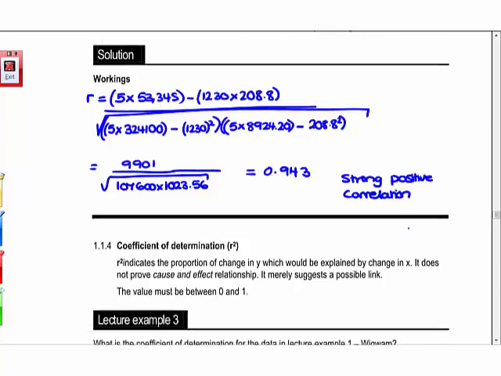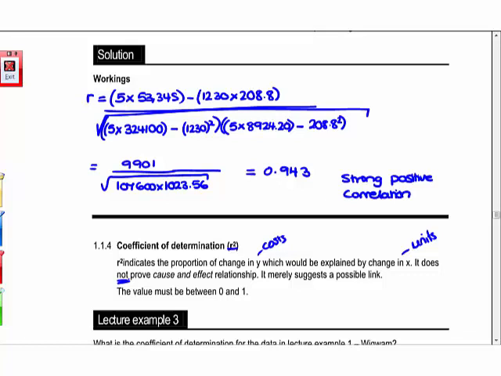We can take that further and we can look at something called R squared. R squared then is the coefficient of determination, and this looks at what proportion of the change in Y is explained by changes in X. So for example here, it's saying how much of the increase in costs Y is explained by the increase in the number of units X. The important thing, however, is it does not prove cause and effect. It just suggests that there's a link.